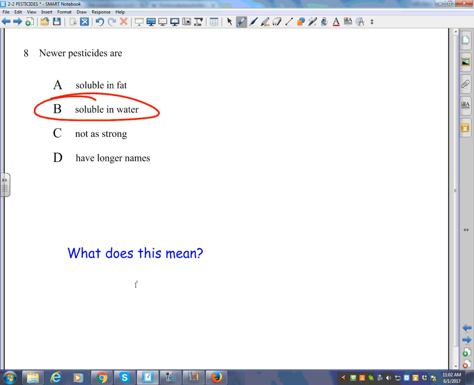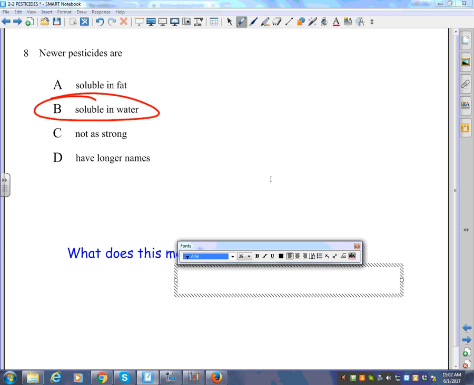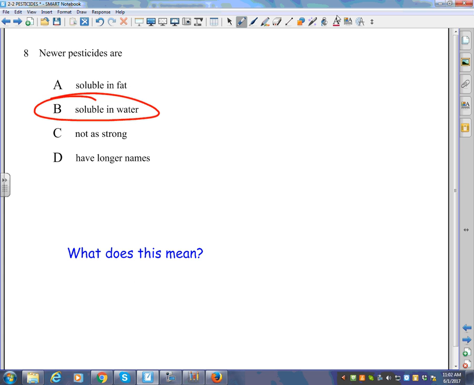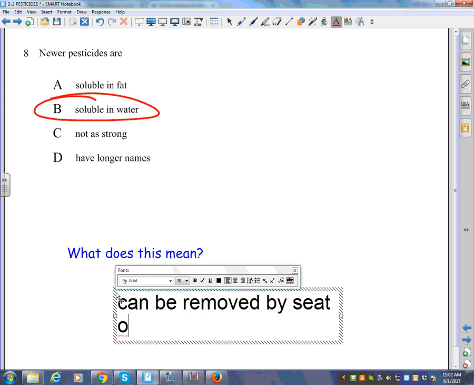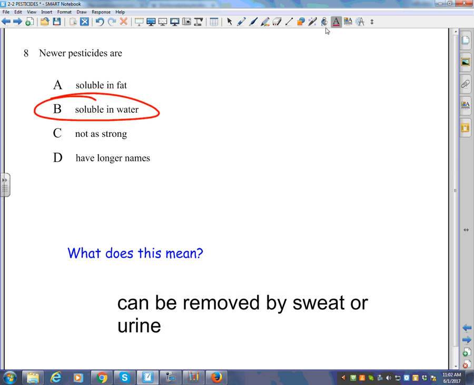But what does it mean if they're soluble in water? It means what? That's what it means. Can be removed by sweat or urine.